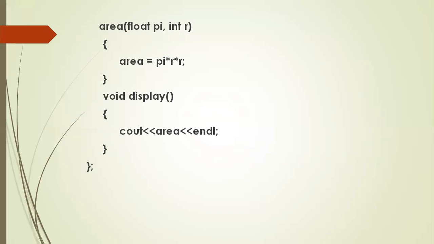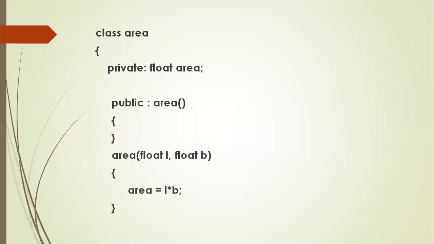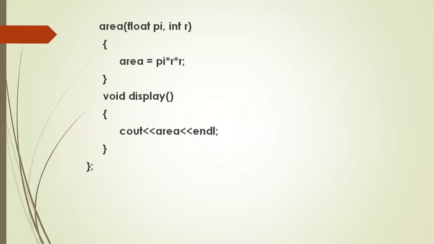In this constructor also, you are finding an area, but here you are finding the area of the circle using the formula area equal to pi into r into r. Now your class area has three constructors, one without a parameter and two with parameters, but the purpose of the constructors is entirely different. In the first example, you are finding the area of the rectangle. In the second constructor, we are finding the area of the circle.